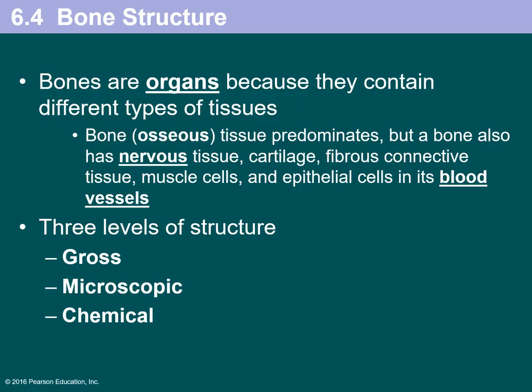It may have more than just the bone tissue. It may have fibrous connective tissue. It may have muscle cells with it. It may have cartilage on it. We're going to look at the 3 different levels of structure: the gross anatomy, microscopic, and then the chemical.